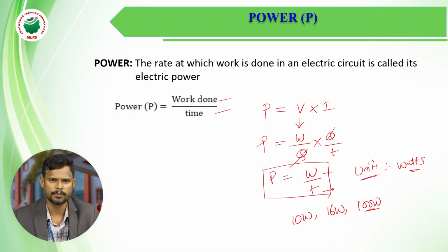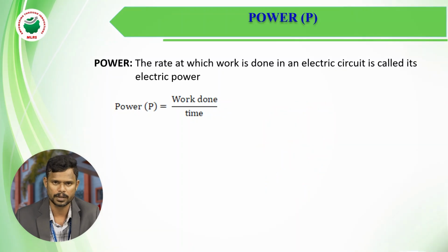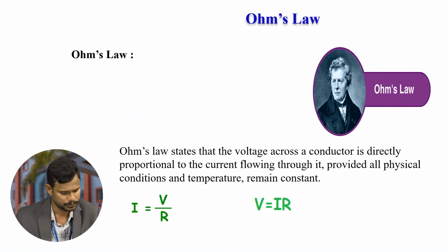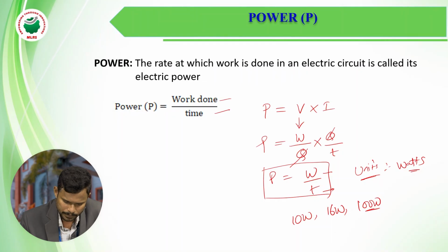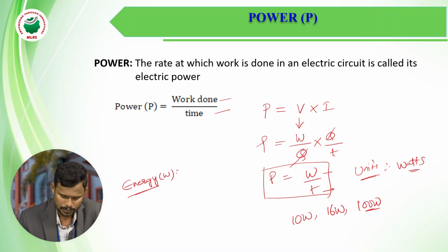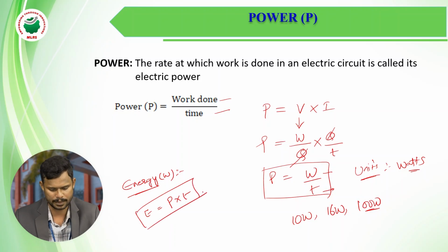So up to now we discussed the basic electrical elements: resistor, inductor and capacitor, and also we discussed the basic electrical terms: voltage, current and power. Next one is energy, W. Energy is nothing but a product of power into time. E equal to power into time.